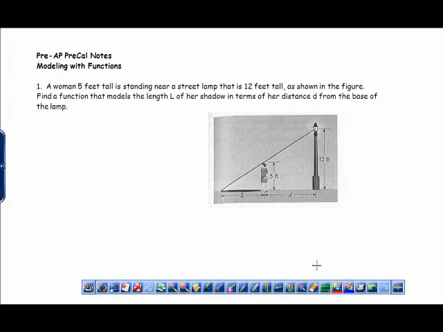Okay, so this is 2.6. Let me write this over here. 2.6 modeling with functions day 1. Okay, we're going to spend a couple of days on this. Really, there's not much difference between the 2 days. It's just we thought we really needed to spend 2 days practicing this. So let's just jump into example number 1.